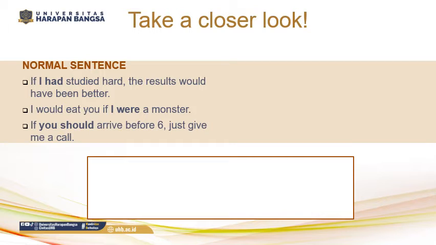Let's see number 1. If I had studied hard, the results would have been better. Jika saya belajar lebih keras, pasti hasilnya akan lebih baik. So here we have conditional sentence using had in the if clause. Next, example number 2. I would eat you if I were a monster. Aku akan memakanmu jika aku adalah seorang monster.